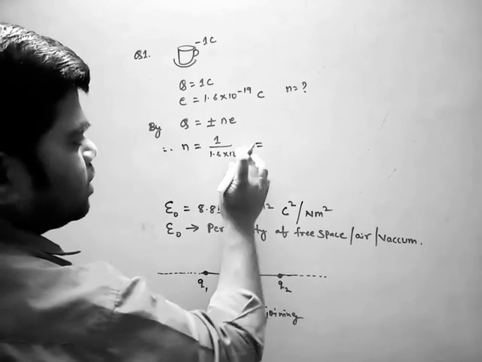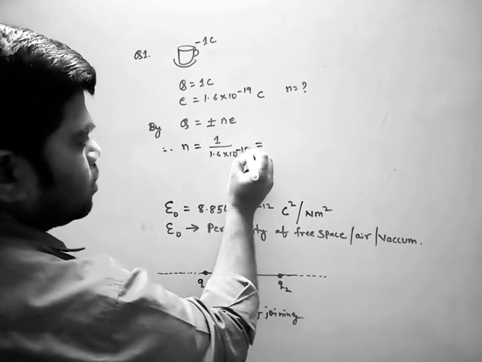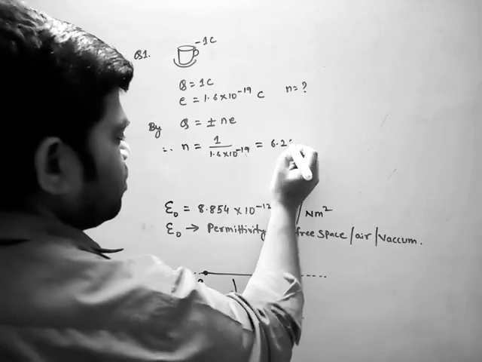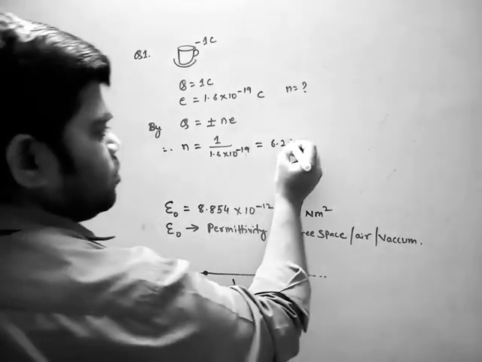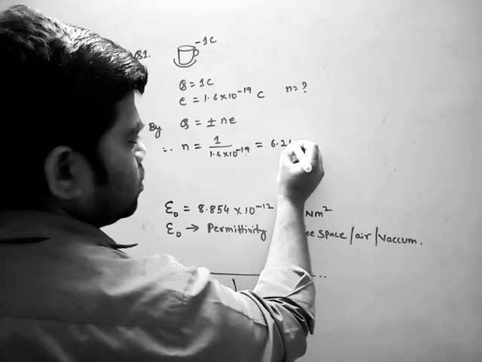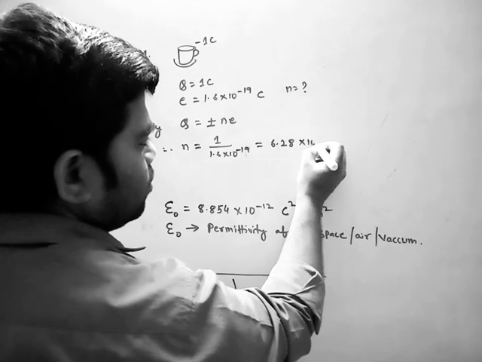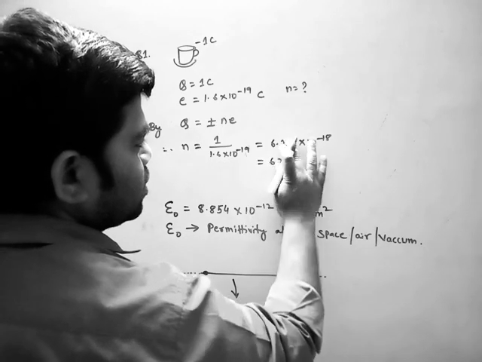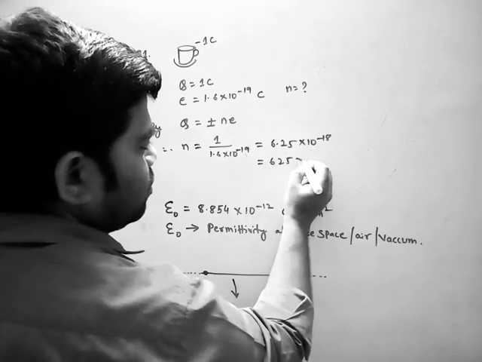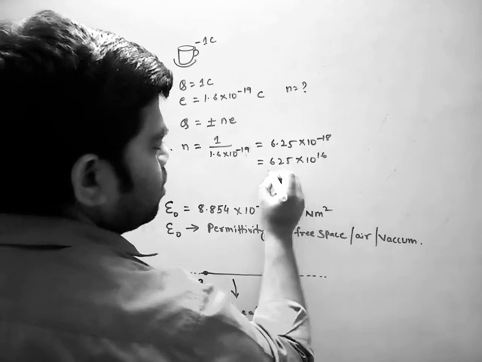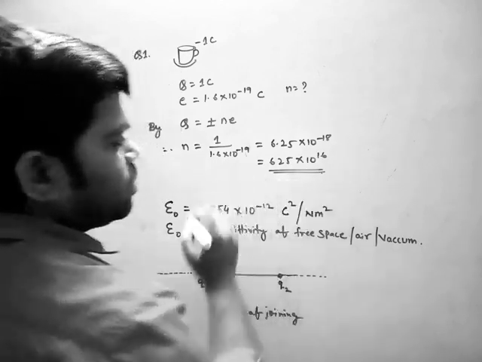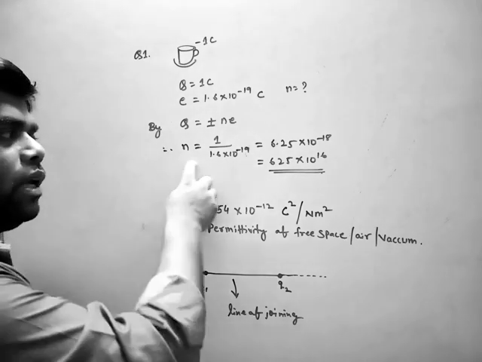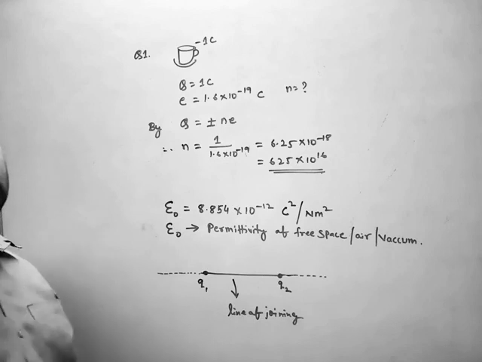If I divide, I will get 6.25, 6.28 I think, into 10 to the power 18, which you can write as 6, I think it's 5, sorry, 5 into 10 to the power 16 numbers, which can be possible. Yes, it can be possible. If the number comes in fraction, it is not possible.